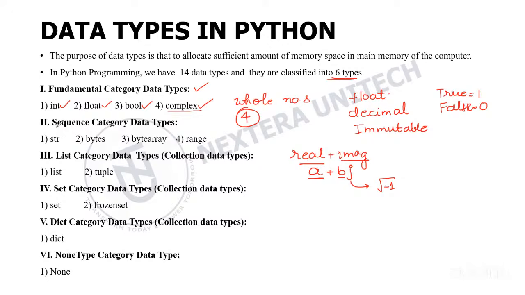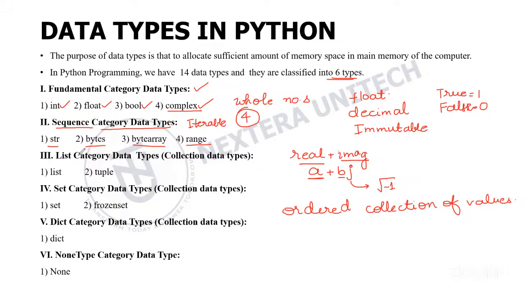And then we've also learned about sequence category data types. In sequence category data types, we have string, bytes, byte array, and range. Sequence category data types are used to store ordered collection of values or sequence of values or characters. These will maintain the insertion order and they also support indexing and slicing. And these are iterable.